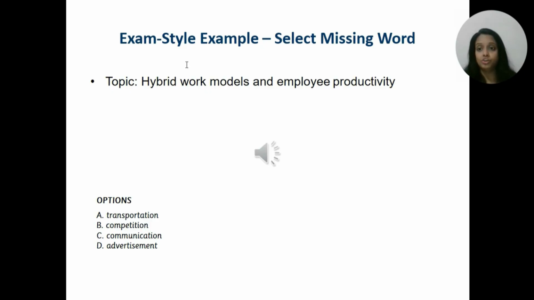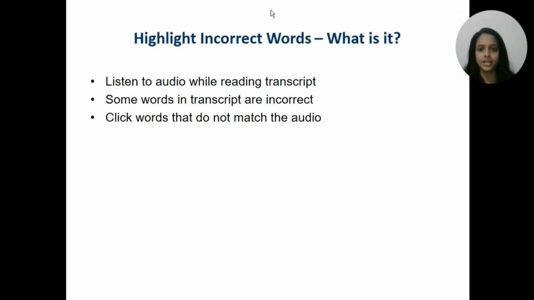The options given here are transportation, competition, communication, and advertisement. So when it comes to "strong interpersonal," the answer should be communication. That's the natural collocation, right? You have to look carefully at the logic. The speaker discusses flexibility, collaboration, team creativity, and workplace relationships, so the final idea naturally connects to maintaining strong interpersonal communication. The other options do not match the topic flow. Okay, now let's move on to the next one.